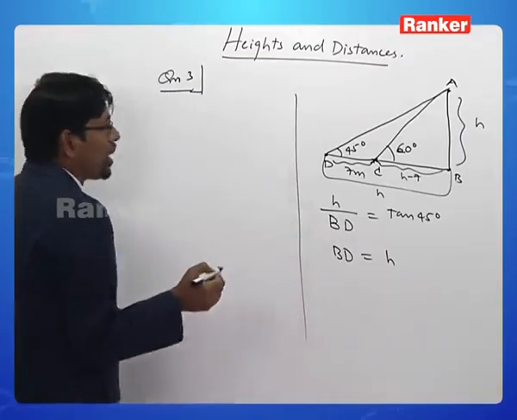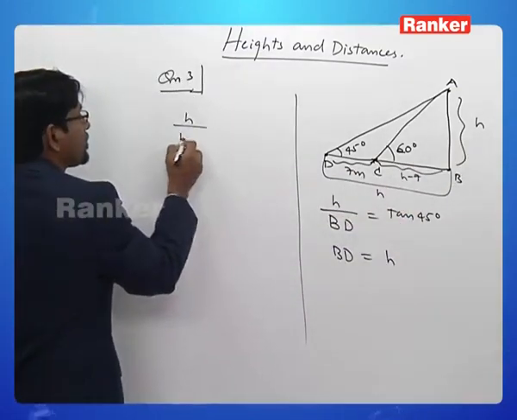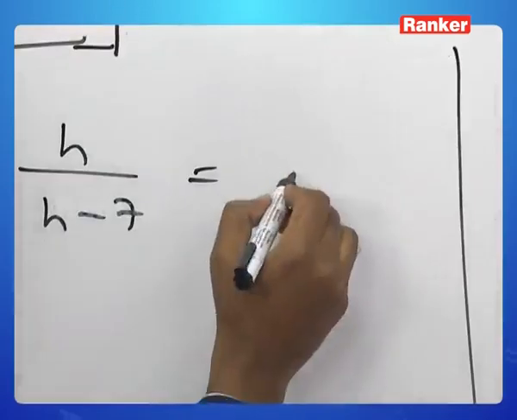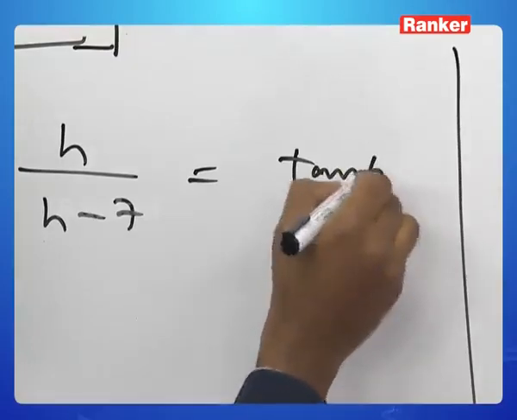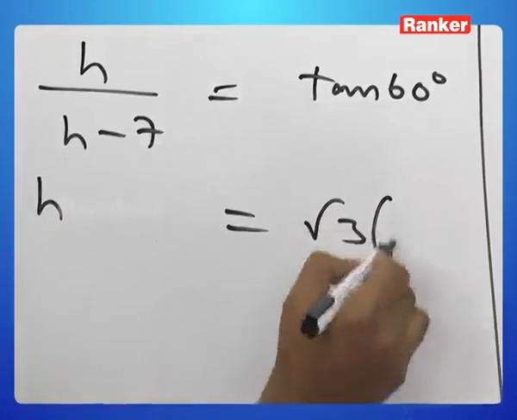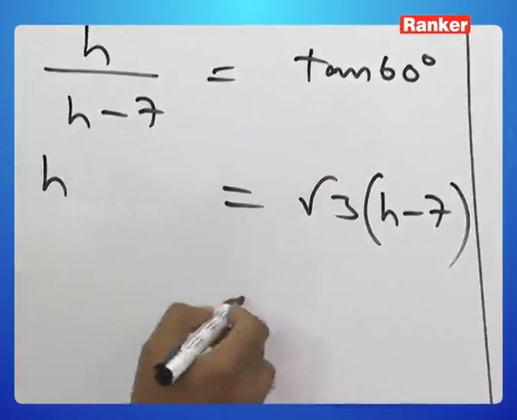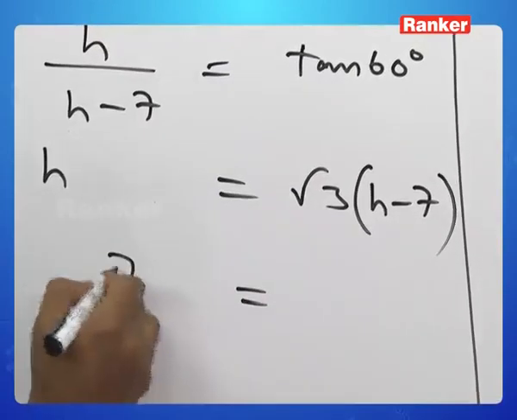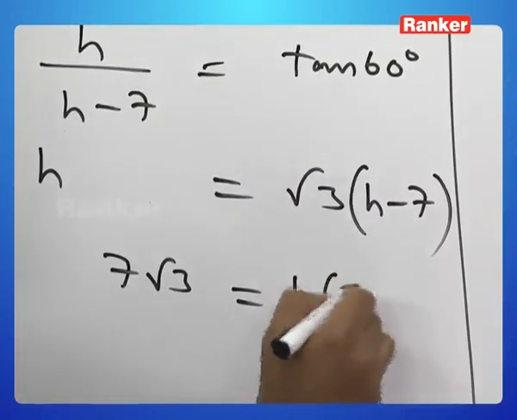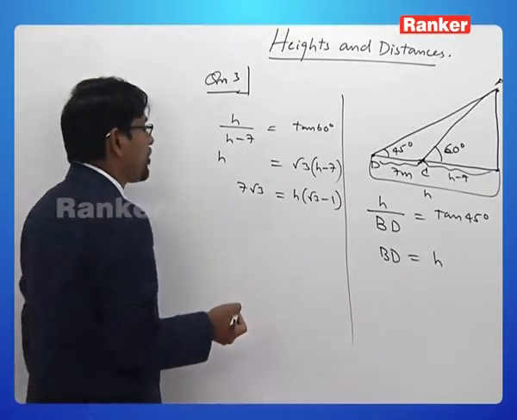Okay, now what else do you know? H by H minus 7 is again opposite by adjacent, that is equal to tan 60. Tan 60 is equal to root 3. So H is equal to root 3 into H minus 7. So let's now have it like this: 7 root 3 is equal to H into root 3 minus 1.